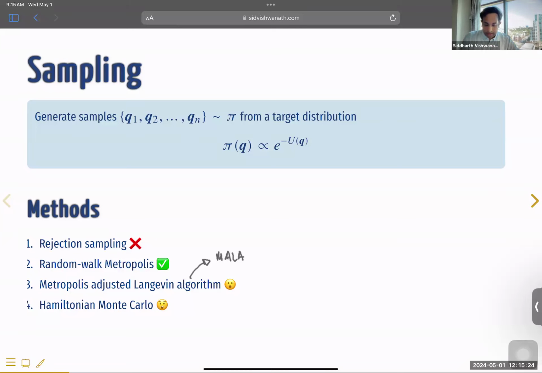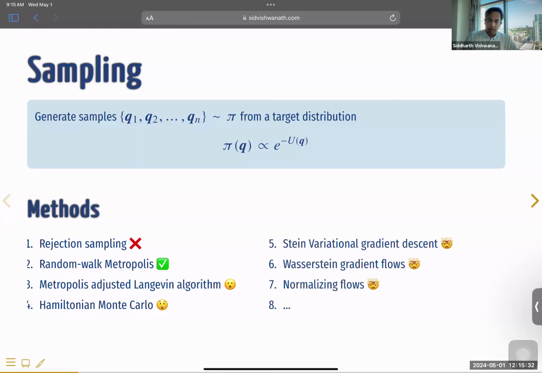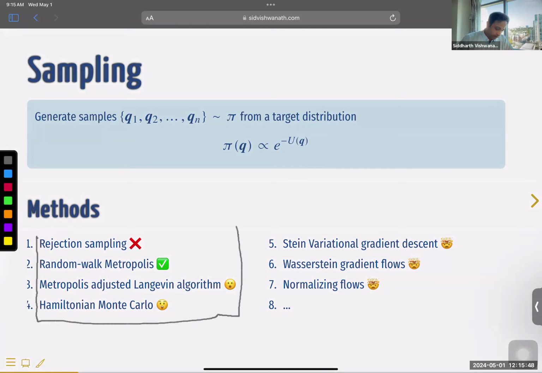So we're not entirely restricted to this framework if we're interested in just generating samples, and there are other more modern methods that approach this problem from a variational perspective, where you look at it as optimization on the space of probability measures. But for this talk, we will be interested in this framework where we are generating exact samples from this target distribution.